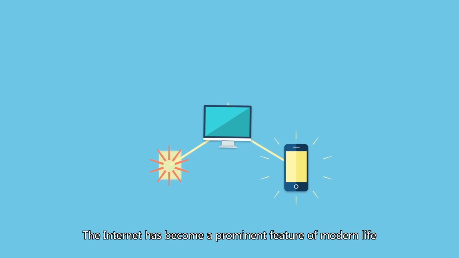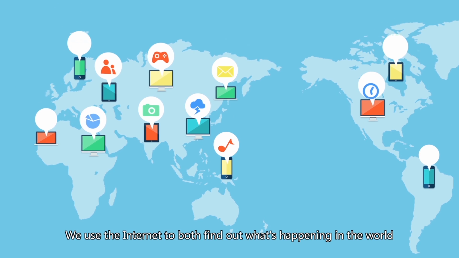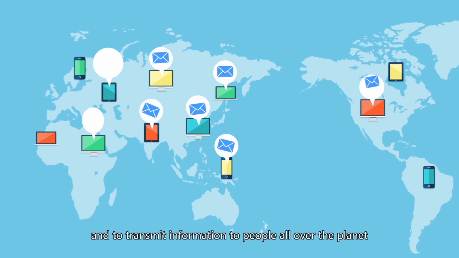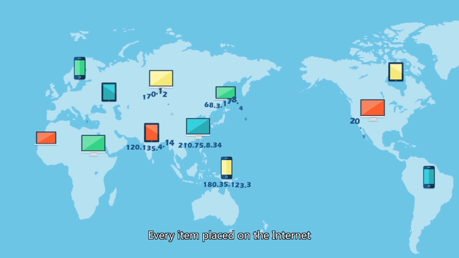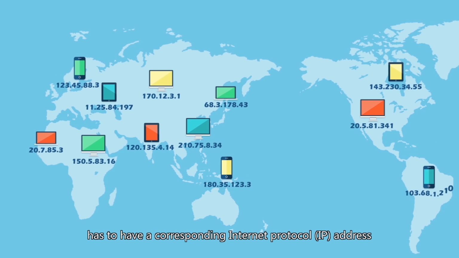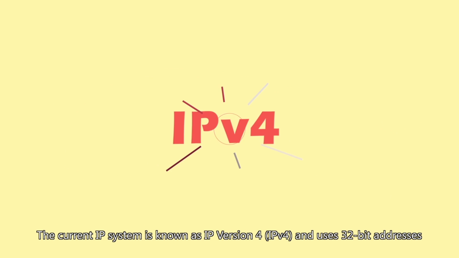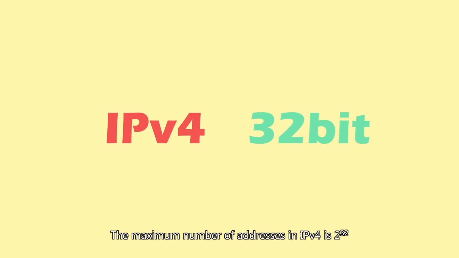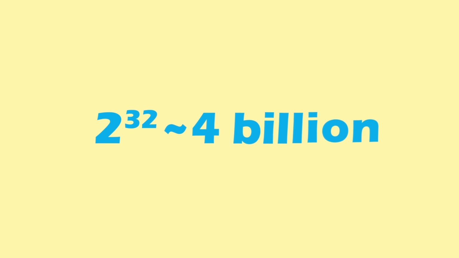The Internet has become a prominent feature of modern life. We use the Internet to both find out what's happening in the world and to transmit information to people all over the planet. Every item placed on the Internet has to have a corresponding Internet protocol address. The current IP system is known as IP version 4 and uses 32-bit addresses. The maximum number of addresses in IPv4 is 2 to the 32nd, about 4 billion.